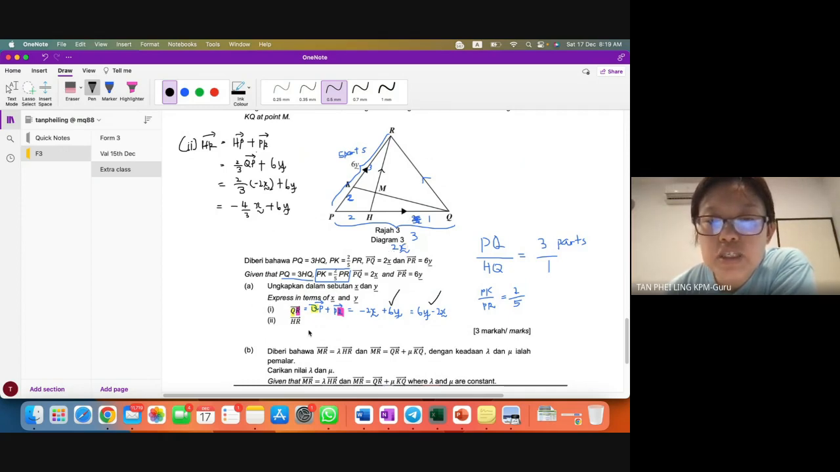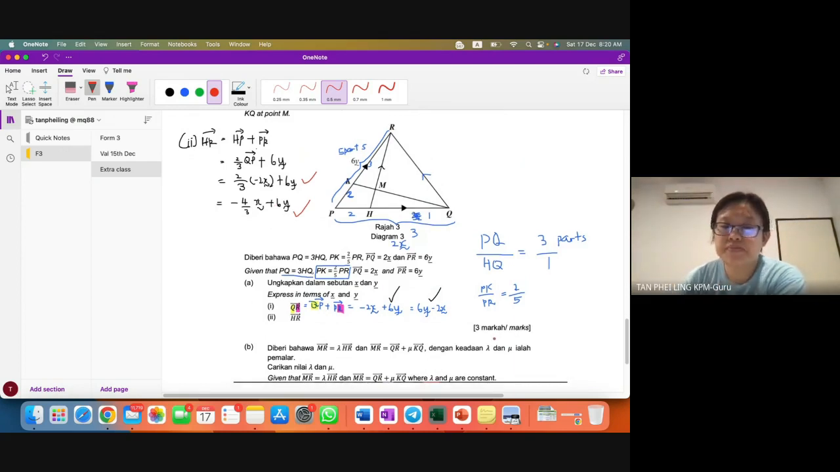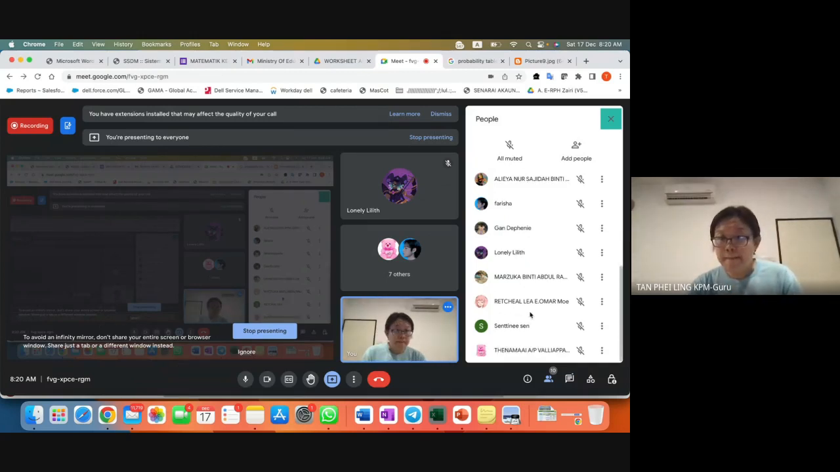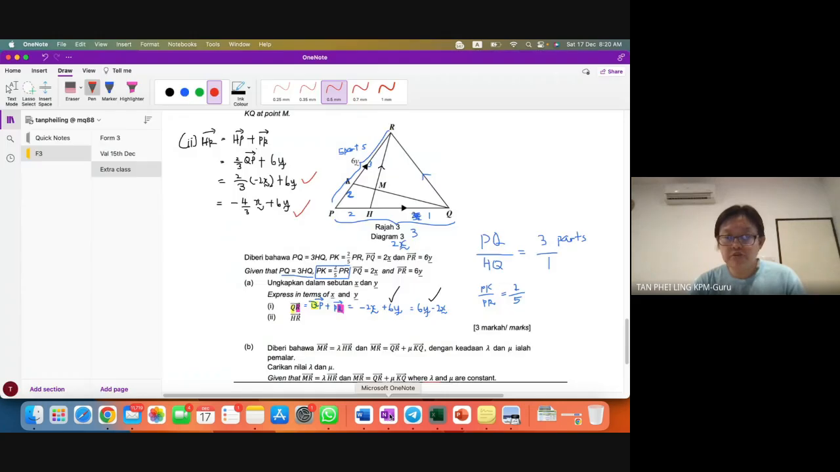So this part is also easy peasy, right? So this one will give you 2 marks. Where are the 2 marks? 1 mark here, 1 mark here. So that's how you get the 3 marks. Is that okay? Can I see thumbs up for this part? Should be very easy, right? Everybody can? Okay, good. Let's move on to the next one.